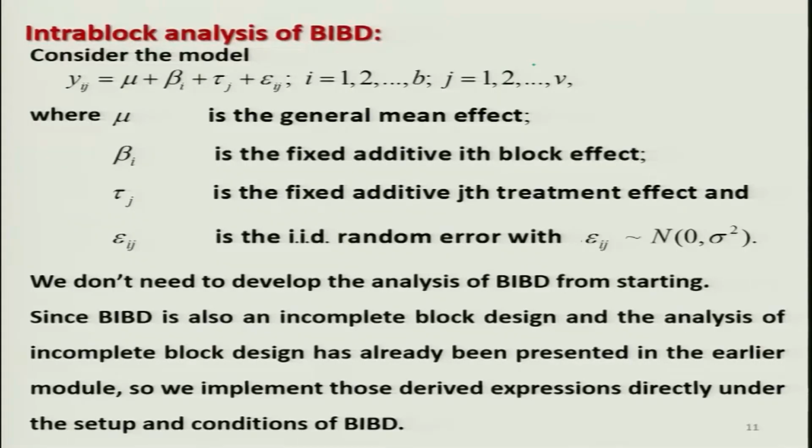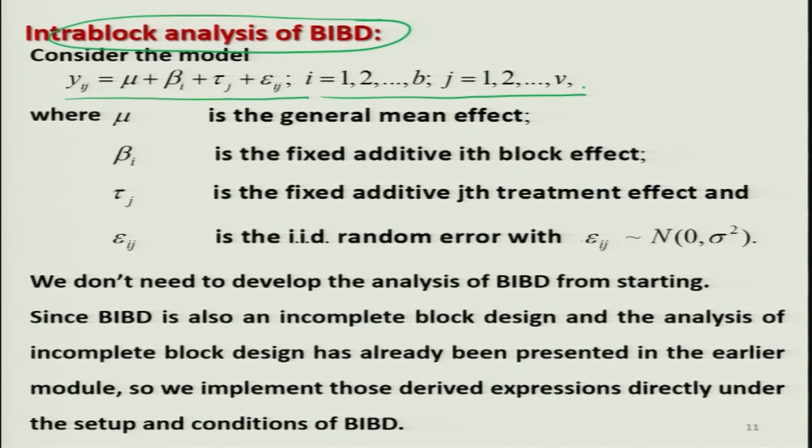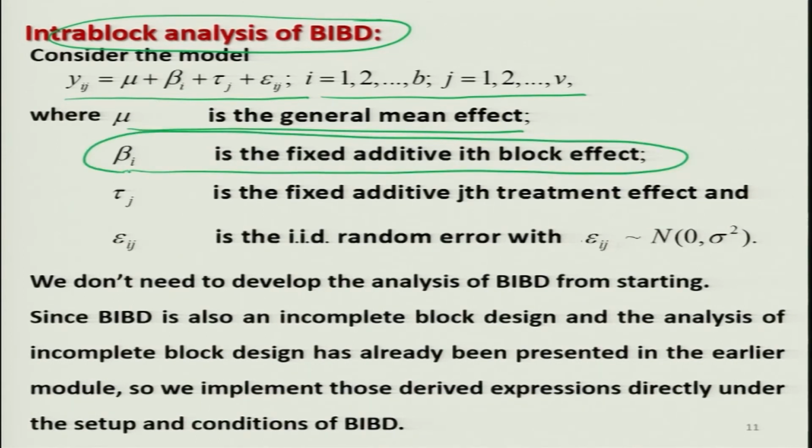So, now we are going to consider here the intra-block analysis of BIBD. We consider the same model that we considered in the case of incomplete block design, that is y_ij is equal to mu plus beta_i plus tau_j plus epsilon_ij, where i is going from 1 to b and j is going from 1 to v, where mu is the general mean effect, beta_i is the fixed additive ith block effect, and tau_j is the fixed additive jth treatment effect.